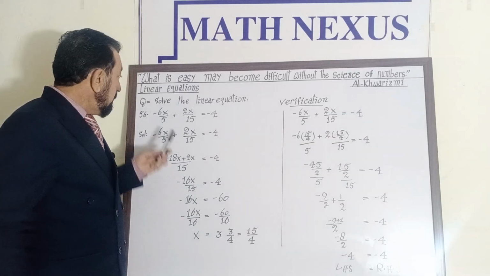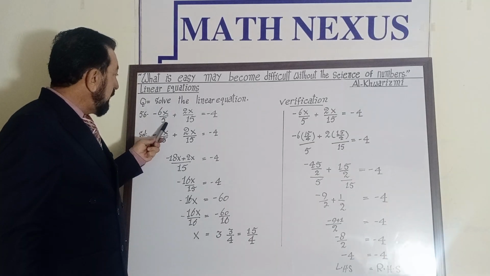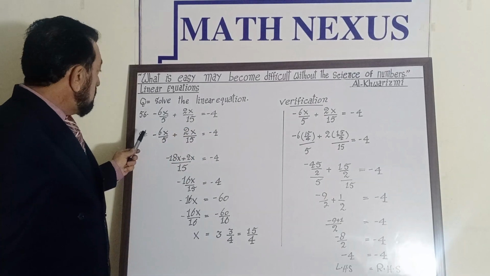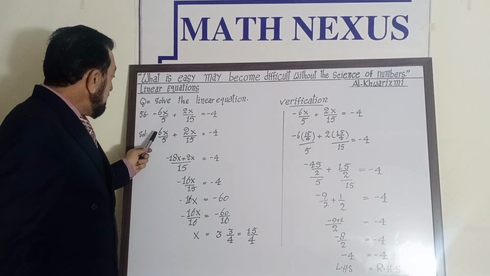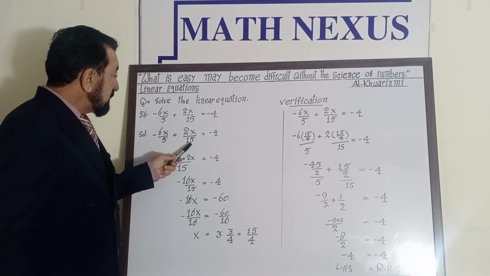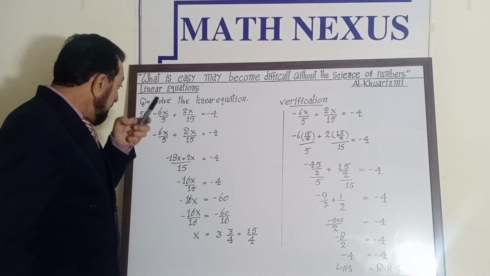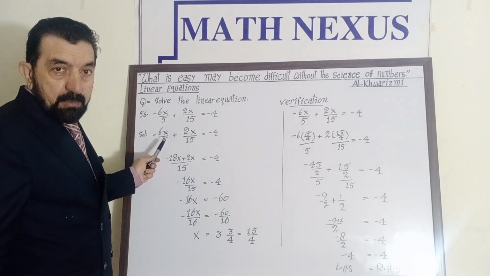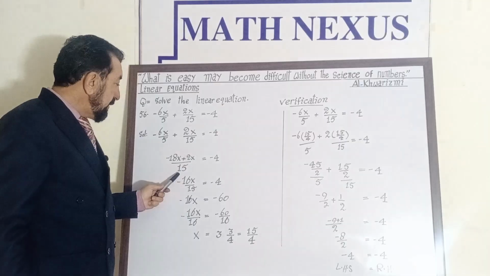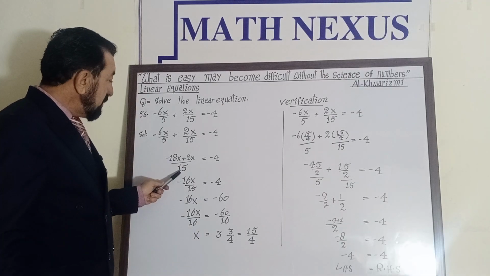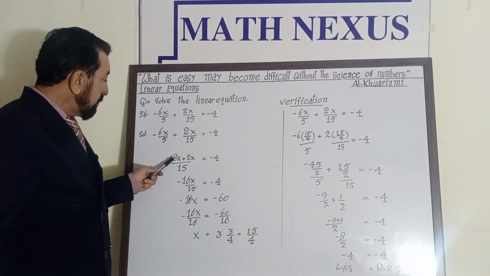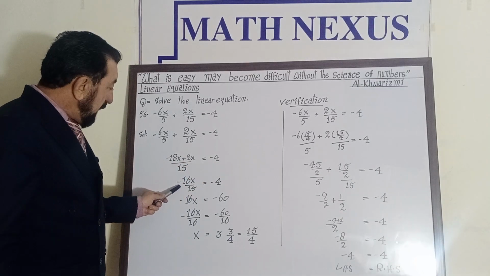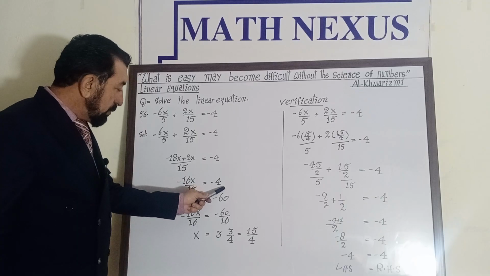Look at the question. Minus 6x upon 5 plus 2x upon 15 equal to minus 4. The denominators are 15 and 5. LCM of 15 and 5 is equal to 15. 5 ones are 5, 5 3s are 15, 3 6s are 18. Minus 18x plus 2x equal to minus 4. Minus 16x upon 15 equal to minus 4.